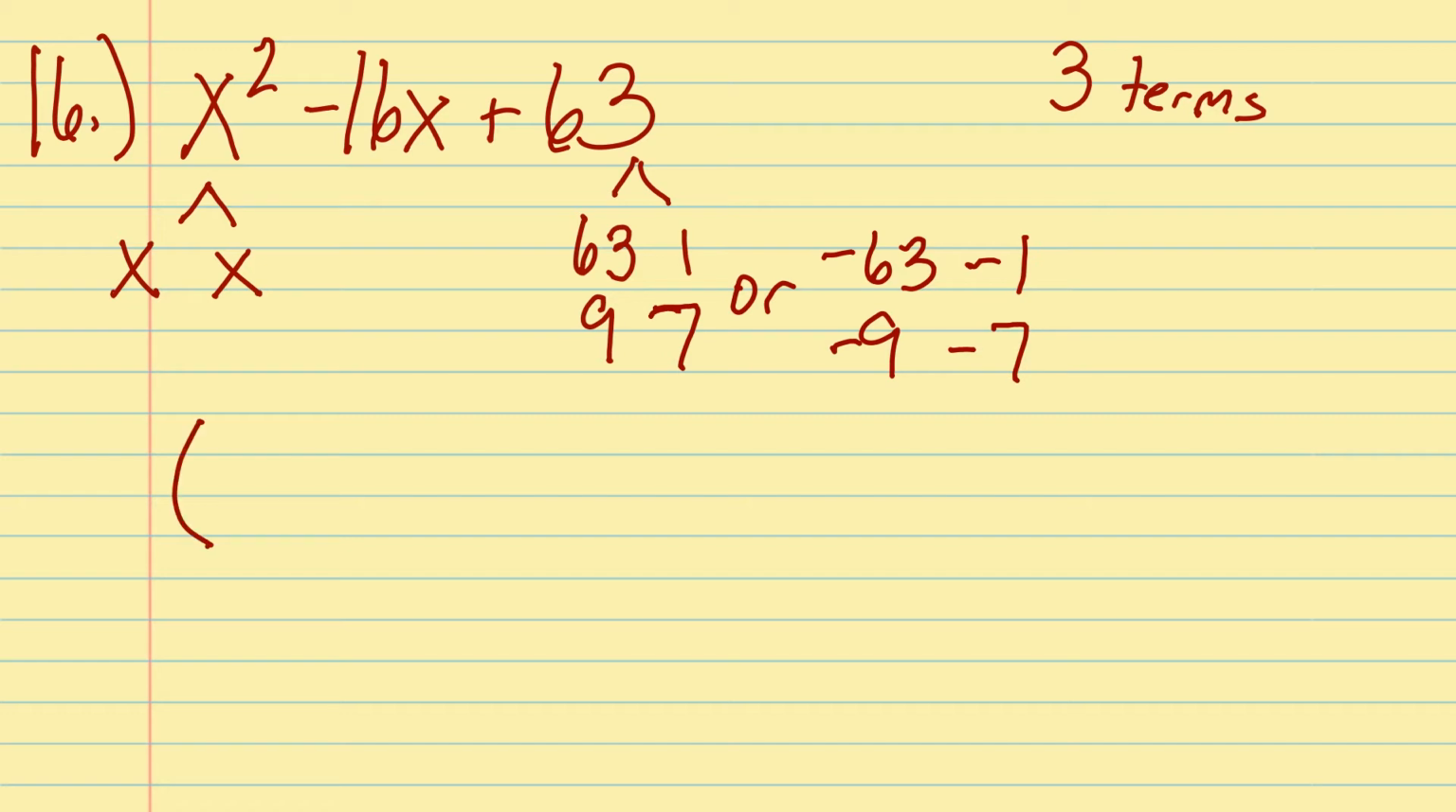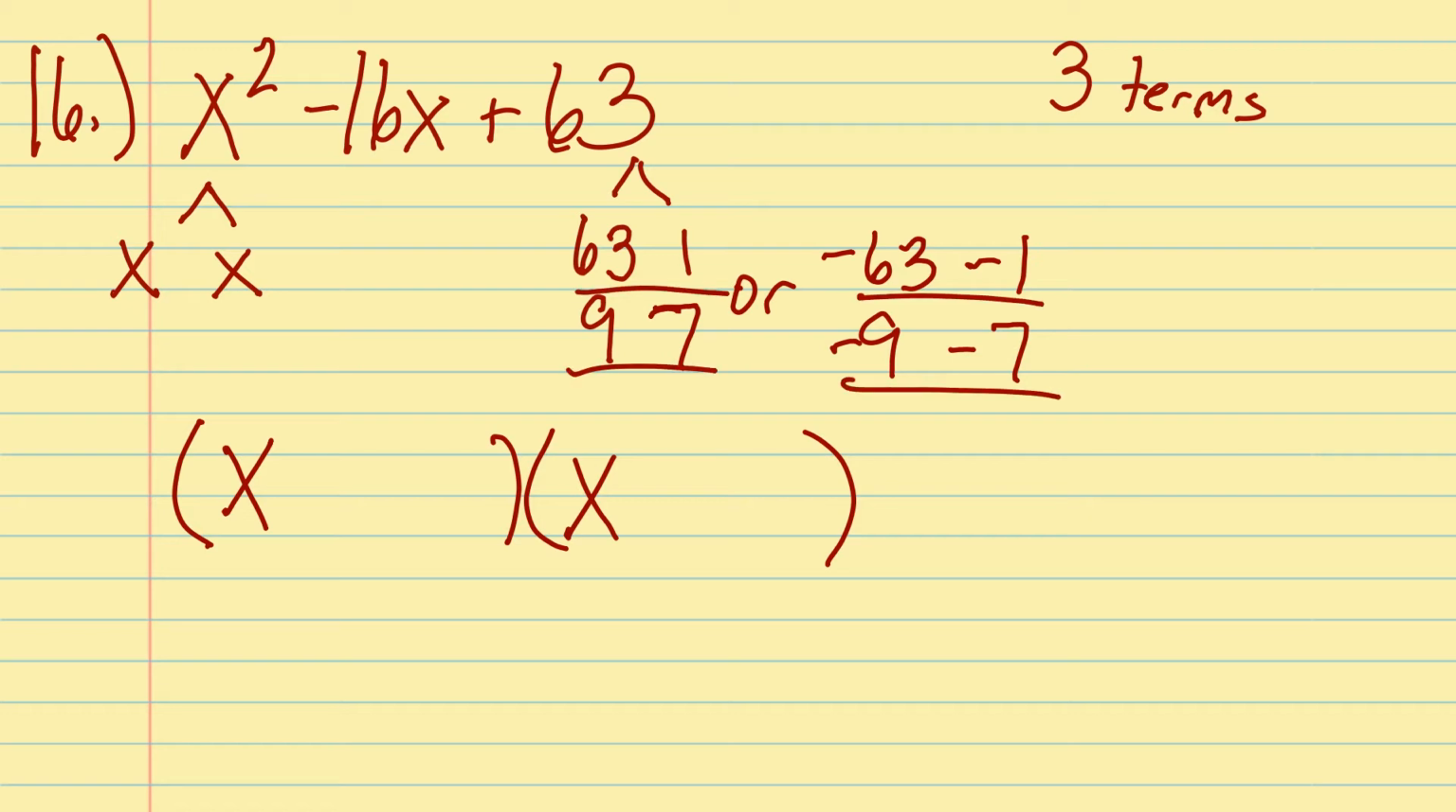You could always check using FOIL, so you could write out a couple options. And then you could pick any of these sets over here. You could pick this set, this set, this set, or this set. And then you do the outside and the inside to see if it gives you what you want in the middle. But because this is 1x squared, you can actually just add these up. You say 63 and 1, that gives me 64. It's not equal to negative 16. So then I know I'm not going to use that one.